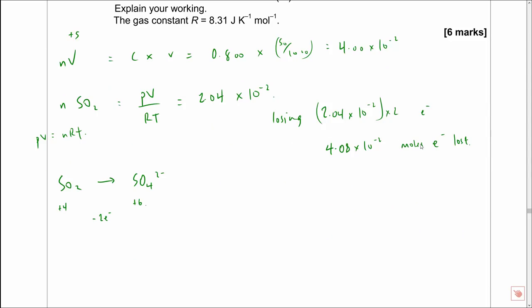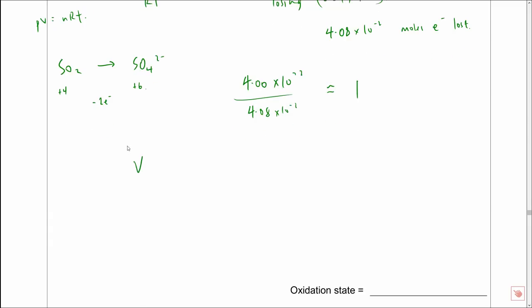So again, if we think about the moles that are going on here, essentially our final bit here, we could say, right, well, we've got 4 times 10 to the minus 2 moles of vanadium. Well, there's 4.08 times 10 to the minus 2 moles of electrons being gained by vanadium. That pretty much equals 1. So we can say, in general terms, that each mole of vanadium is gaining 1 mole of electrons, or each vanadium is gaining an electron ultimately. Well, if it's gaining an electron, the vanadium must be going from plus 5 to plus 4 because it has gained an electron in doing so.